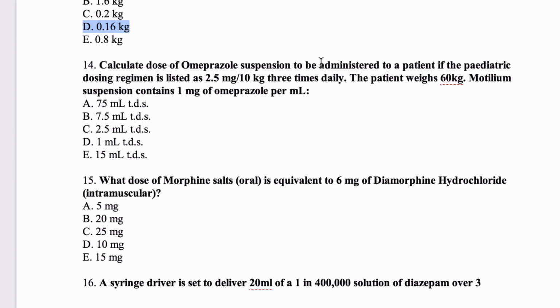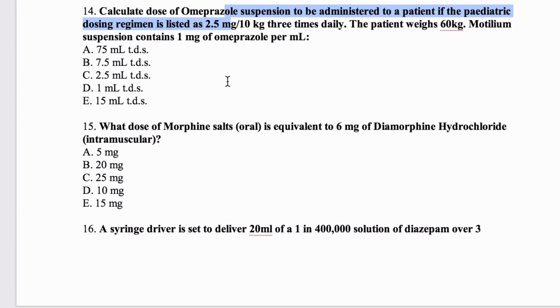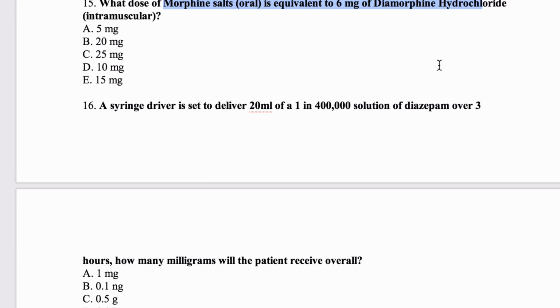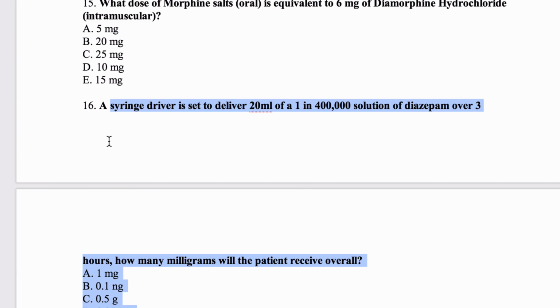Omeprazole suspension, if the pediatric dose regimen is 2.5 milligrams 10 times a day. That's easy. Don't bother with that one. This one you know straight up. Diamorphine, easy. Syringe driver. Let's see this one. The syringe driver is set to 20.